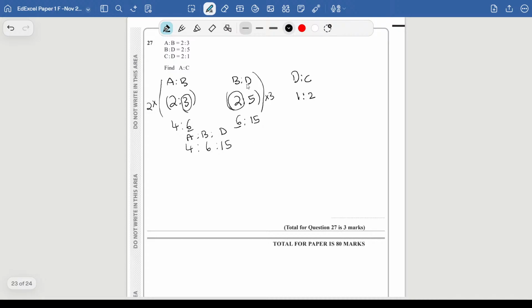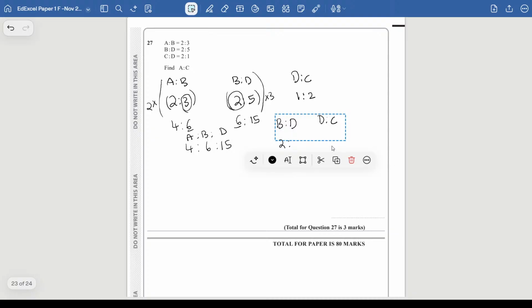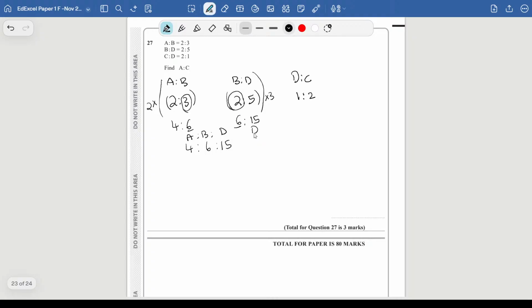Now I need to combine this and this ratio also, right? So we have B to D. Let me start again here. It's 2 to 5. No, I can use the previous one here, sorry. So using now D to C, it's 1 to 2, right?